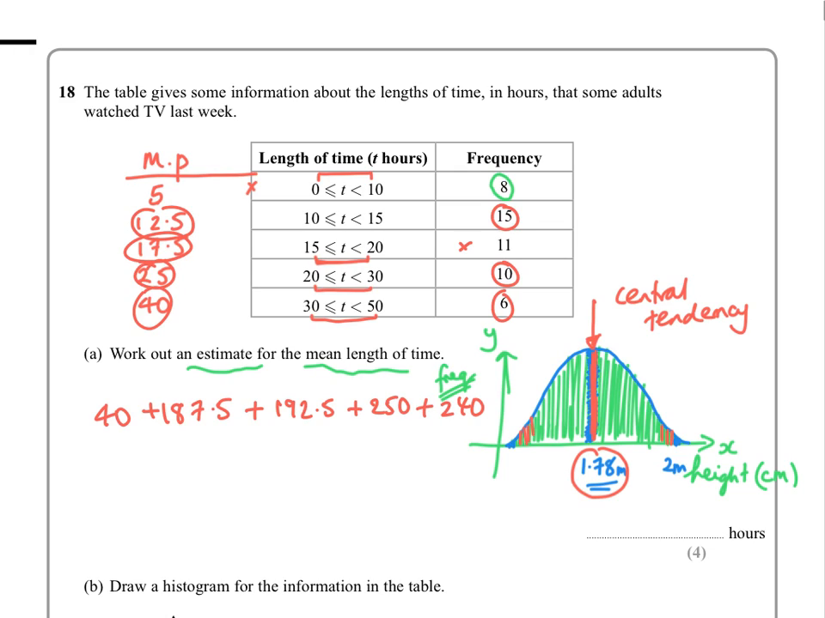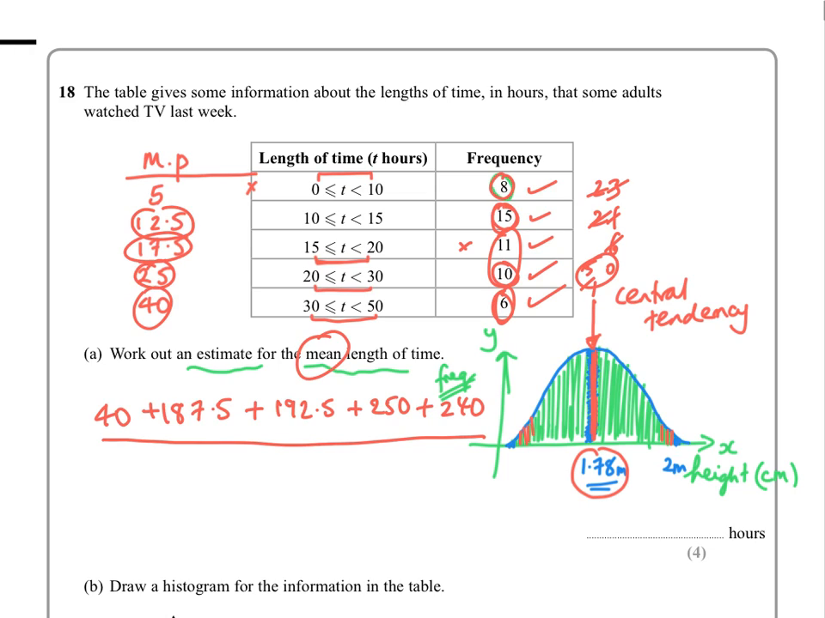Okay, that's your estimate for the total, but you want to find the mean, so you'd have to divide by, and here's where a common mistake is, some people think it's divided by 1, 2, 3, 4, 5. No, there's 5 different sections here, but how many people or adults were asked? Well, 8 and 15 is 23, 11 and 10 is 21, and 6 more makes 50 people, 50 adults you're talking about here.